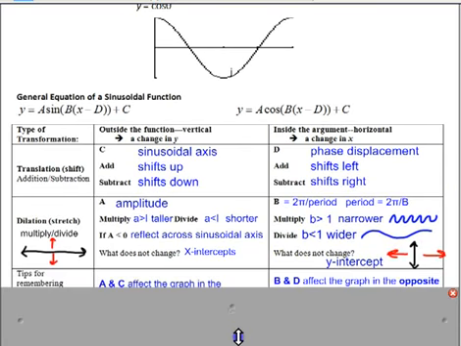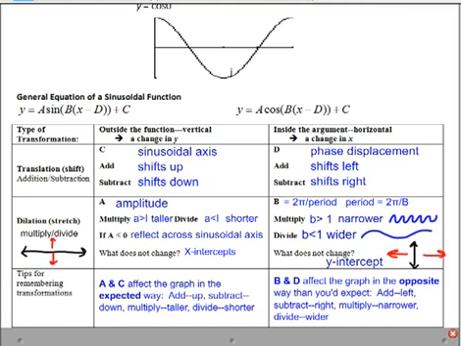So to summarize, how can we remember these transformations? Anything outside the function affects the vertical direction, or y. Anything inside the function, in the argument of the function, affects the horizontal direction, or x. Furthermore, things outside the function, A and C, affect the graph in the expected way. When we add, the graph goes up. When we subtract, the graph goes down. When we multiply, the graph gets taller. When we divide, the graph gets shorter.